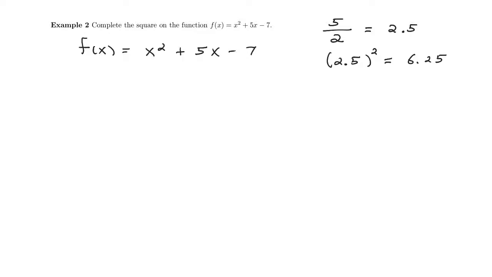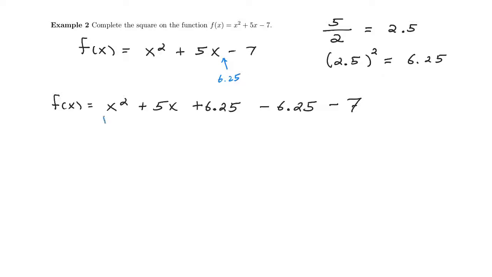Let's see what that looks like. After this 5x, I'm going to add in 6.25. But I'm also going to subtract 6.25 so as to balance the equation. I have f of x is equal to x squared plus 5x, then I'll put plus 6.25 as well as minus 6.25, and then put the minus 7 at the end. Clearly this equation is equivalent to the first one.